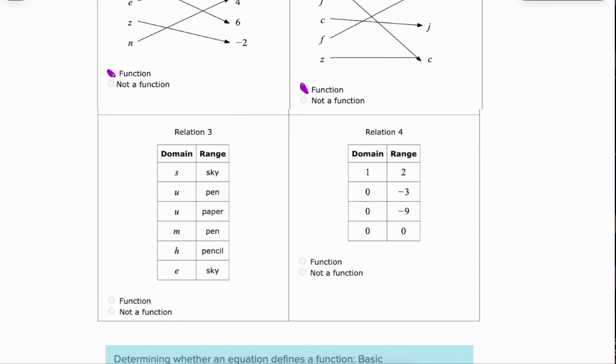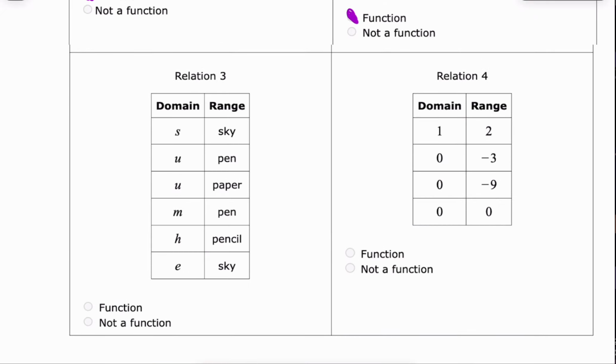Let's take a look at this one. So look at our s's. So look at our domain values. We only see S one time. It is paired up with sky. Here's the one that's causing the issue. The U is paired up twice. It is paired up with pen and with paper. So that is why we don't have to go further. It is not a function.